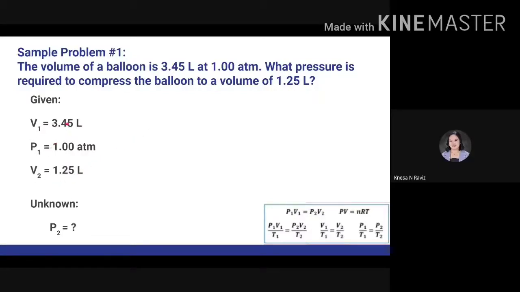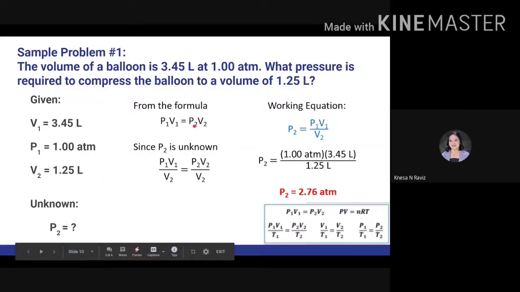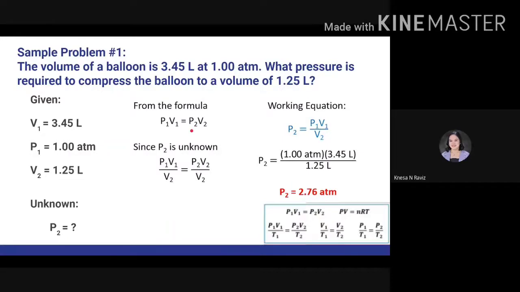Let us take a look at the given. The volume is decreased from 3.45 liters to 1.25 liters. Since the relationship is inverse, we would expect an increase in pressure. Now let us take a look at the solution. From the formula, initial pressure times initial volume equals final pressure times final volume, we would want to solve for P sub 2, or the final pressure.